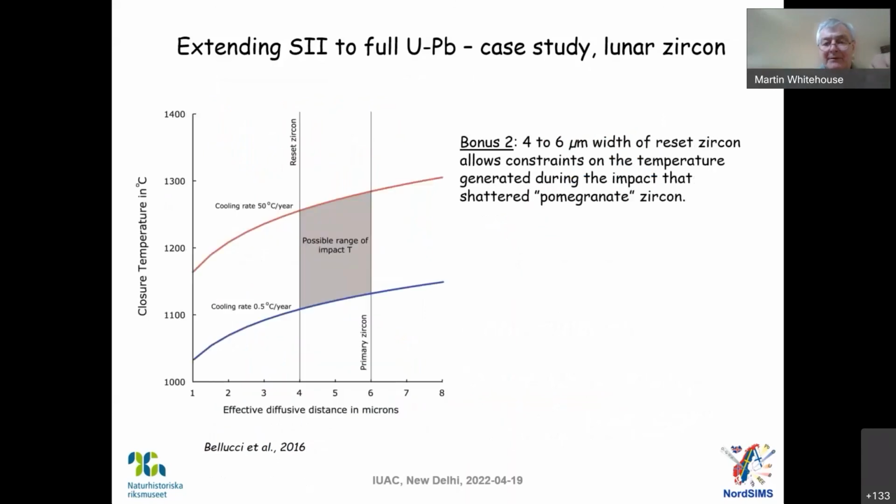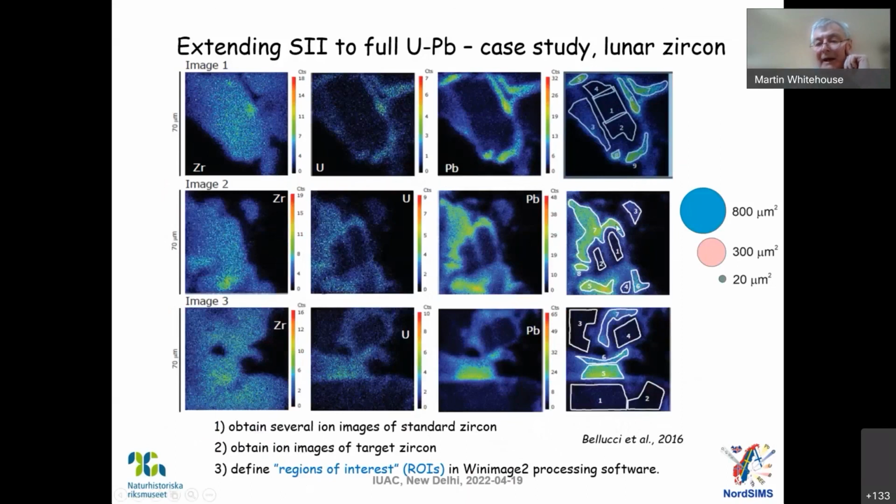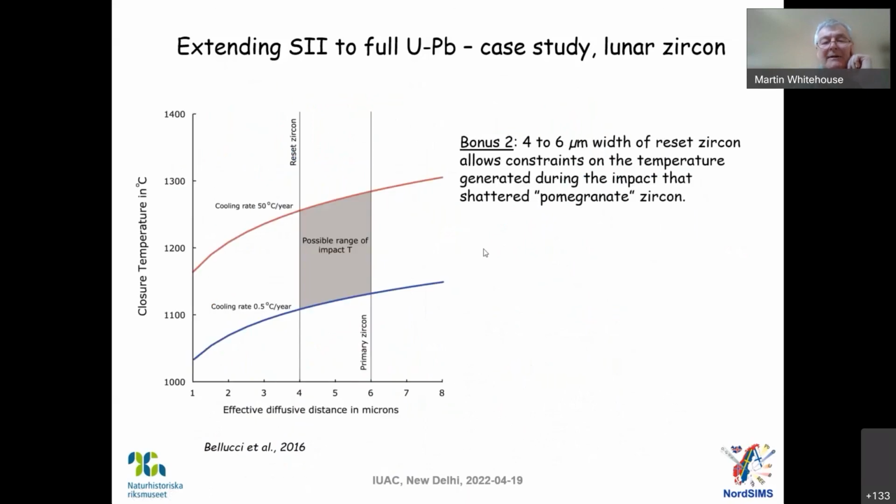I'm going to skip these few slides for now, except this one. One advantage of being able to place very small areas near the edge of grains is that we can then use the ages in the context of defining diffusion profiles. So we can constrain the temperature generated during the impact that shattered this pomegranate zircon, based on the change in age that we see and assuming some different cooling rates. It's not very accurate, but it's not too bad either.